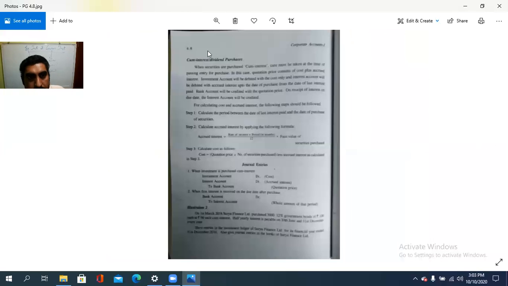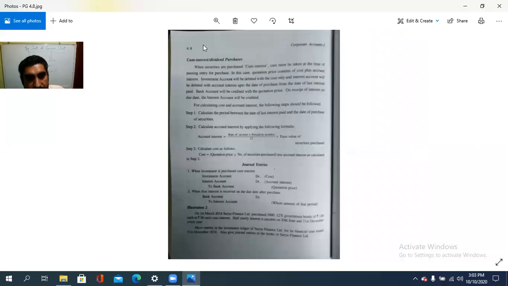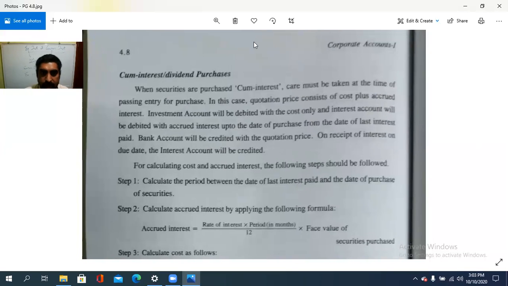Then what is cum-interest or dividend purchase? How is it to be treated? We will check that. When securities are purchased cum-interest, care must be taken at the time of passing the entry for purchase. In this case, the quotation price consists of the cost plus accrued interest.